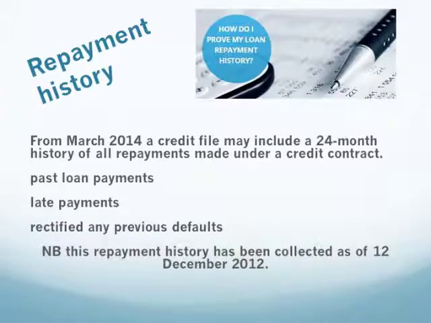Repayment history. As of March 2014, a credit file may include a 24-month history of all repayments made under a credit contract. From this history, credit providers will be able to view past loan payments and can identify if any late payments have been made. This history will also show how a consumer has rectified any previous defaults, i.e., increased payment the following month. Note that this repayment history has been collected as of the 12th of December 2012.